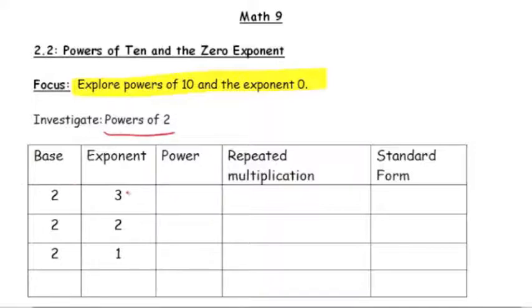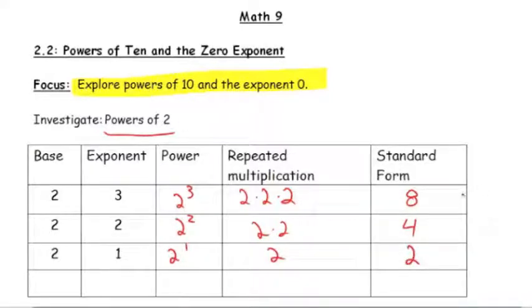So if we have base of 2 and exponent 3, our power to the power of 3, we write that as repeated multiplication. This is a little review from section 2.1, and then in standard form we can say that 2 times 2 times 2 is 8. We continue on here, look at 2 to the power of 2. And again, reminder that this dot in between the two numbers just represents multiplication. The next one would be 2 to the power of 1.